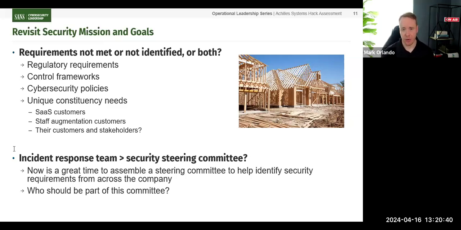So in revisiting our security requirements, before we expand and build out our SOC, we want to look at regulatory requirements. What types of data does Achilles store and process? Are there any functions that are going to subject them to regulatory scrutiny? What kind of control frameworks do they want to adopt? What kind of cybersecurity policies are in place? Are there any cybersecurity policies in place? And what are the unique needs of all of their constituents that include customers of their SaaS product, staff augmentation customers, their customers, their stakeholders?